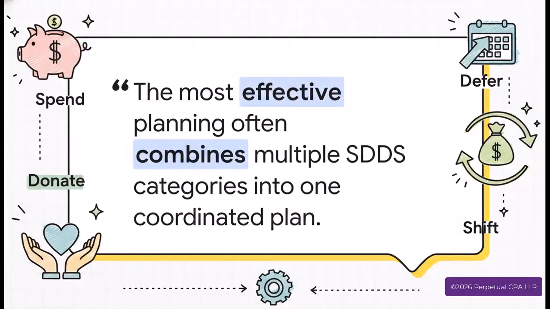Which brings us to our final thought. The most effective planning often combines multiple SDDS categories. That's spend, donate, defer, and shift into one single coordinated plan. So the real question isn't just which strategy should I use, but how do they all work together for me?